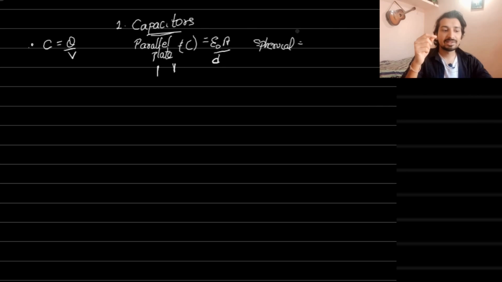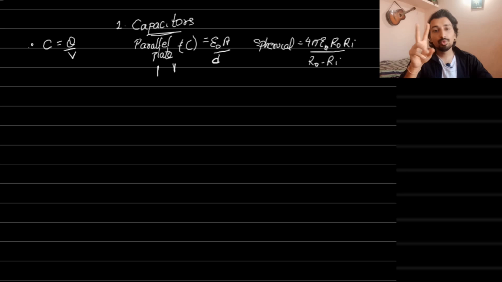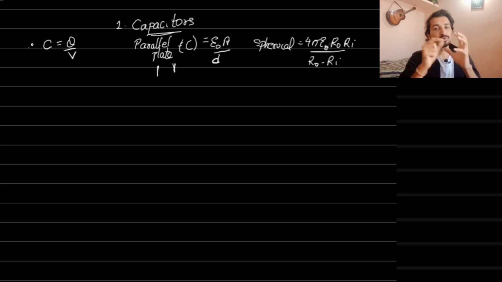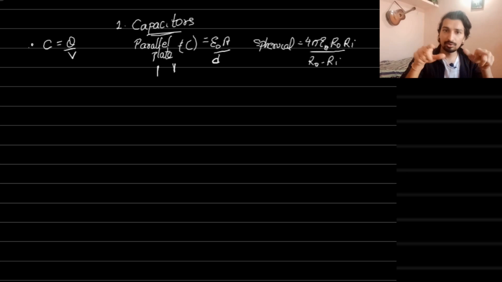For a spherical capacitor, you take two spheres, one inside the other. The inner sphere stores positive charge and the outer sphere stores negative charge. Here the formula is 4 pi epsilon naught R outside into R inside, divided by R outside minus R inside. You multiply both radii, divide by the difference between them, and multiply the whole thing by 4 pi epsilon naught.